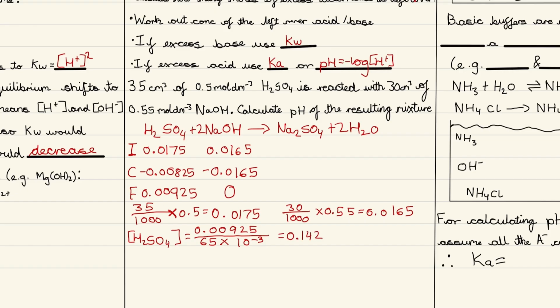And so the pH is equal to minus log of this concentration times 2, because there's 2 protons, and that gets me 0.55.